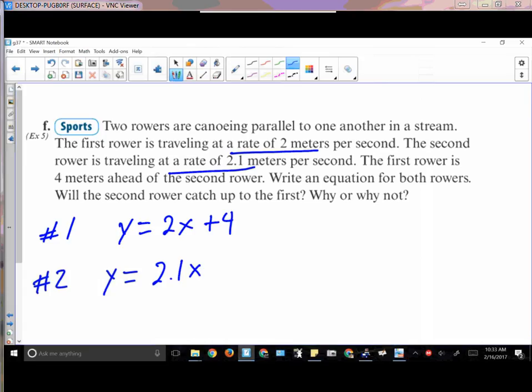So a lot of these things, look at it, read it. What is the situation talking about? You do not necessarily have to understand creating the equations to answer the question. Will the second rower catch up to the first? Yes. Why? Because the second rower is going faster. So keep these things in mind, and you've seen the work that is necessary to answer them. So I'll let you guys get to work.